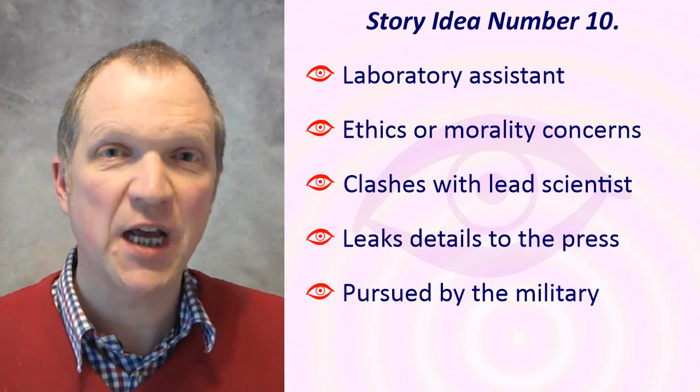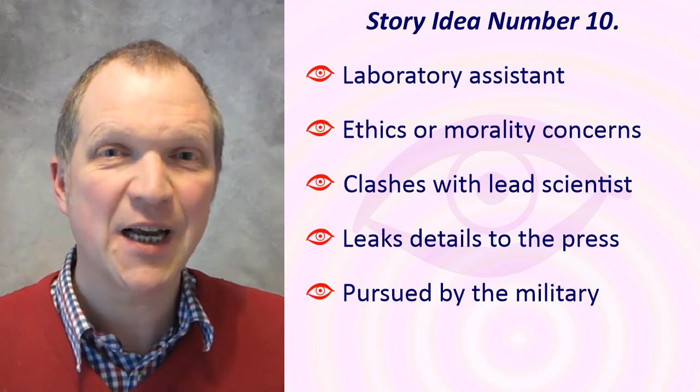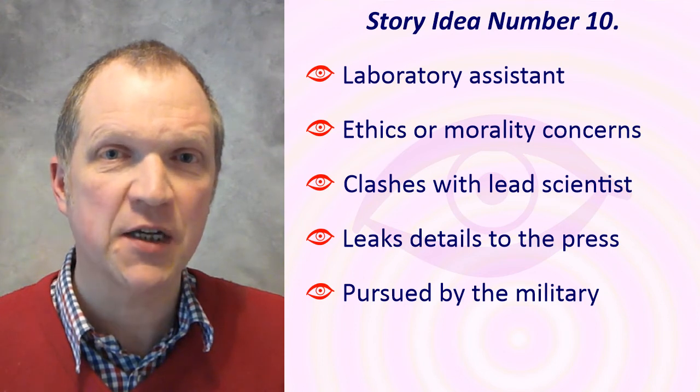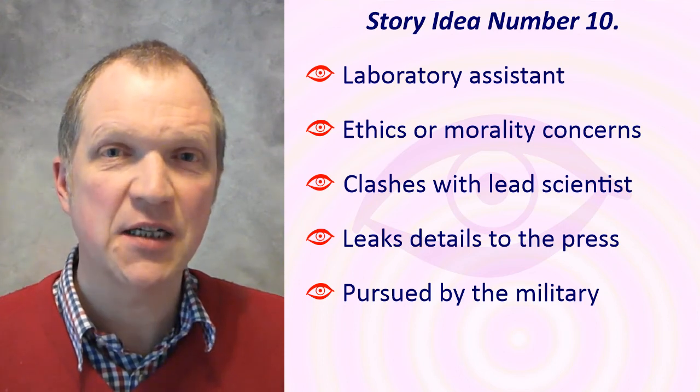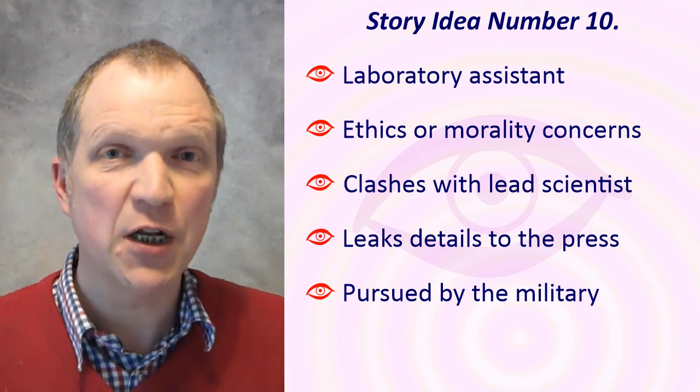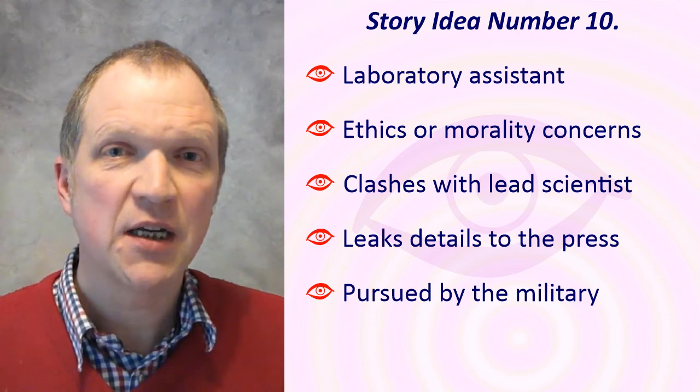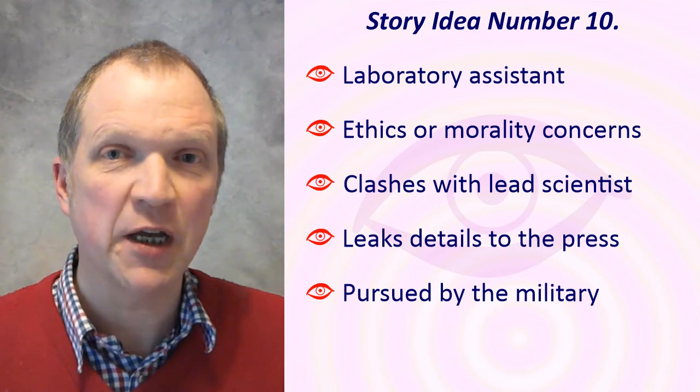Story idea number 10. A laboratory assistant involved in developing the technology to regrow body parts has second thoughts about its morals or ethics. She clashes with the lead scientist and decides to leak the details to the press. The military, who are funding the science, detain her because they think she's a spy. She escapes and the military hunt her down.